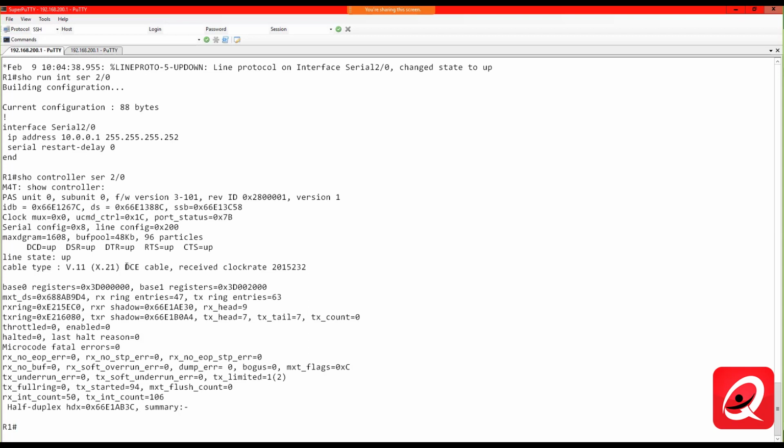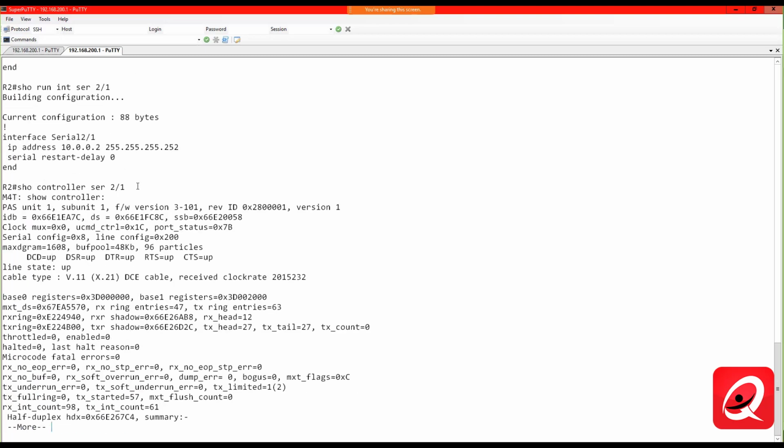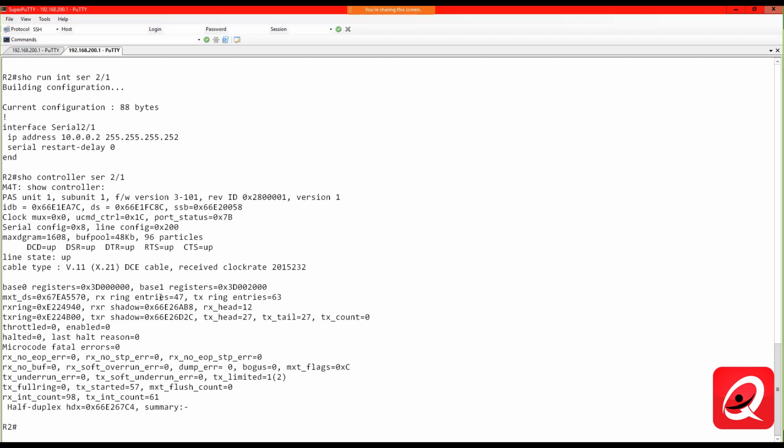Now, usually what would happen is the DCE side of the cable would be providing the clock, and the DTE side would be receiving the clock. So if I do a show controllers serial 2.1, you can see that this is being identified as the DCE side as well. So unfortunately with GNS3, it doesn't quite simulate the environment as it normally would. One side would be the DTE, one side would be the DCE, excuse me.